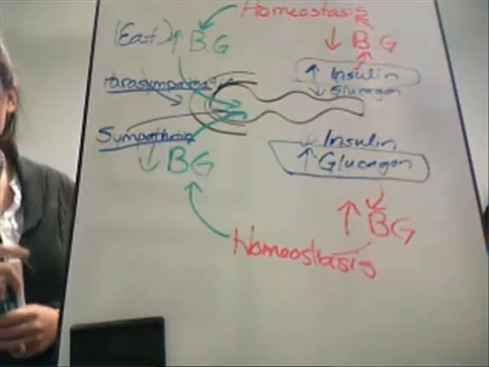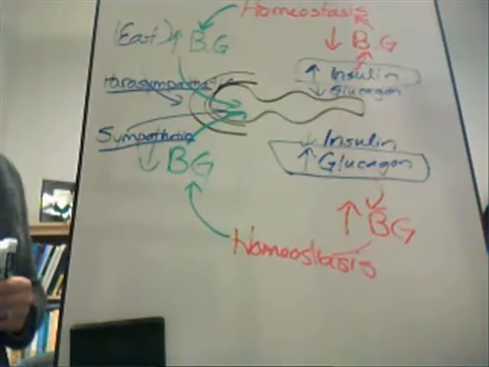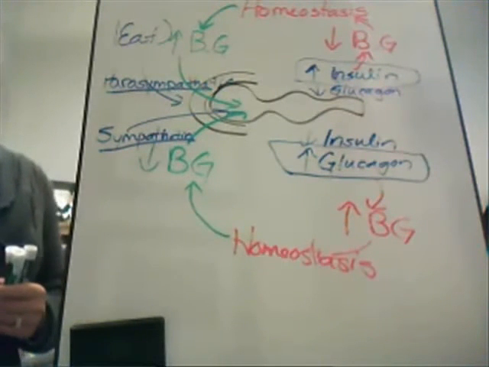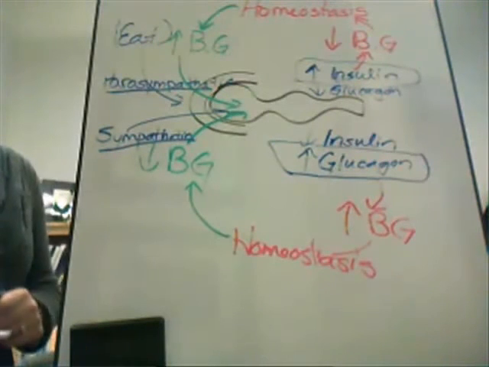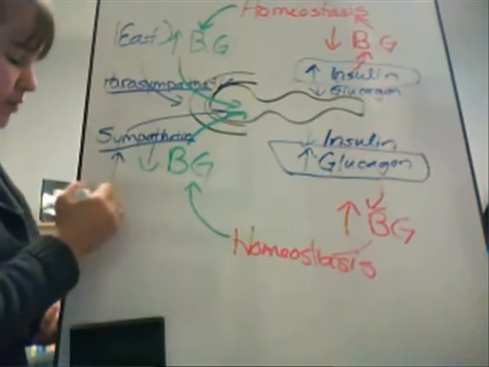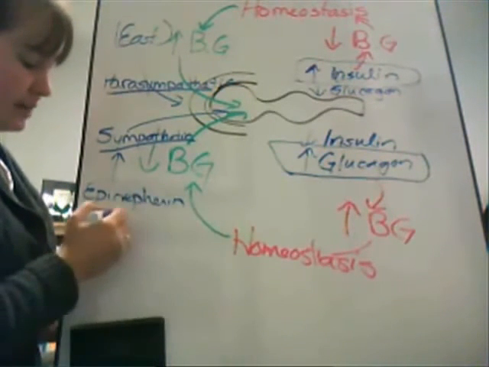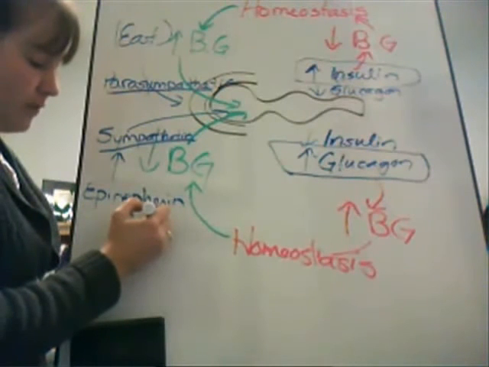So this will take place when the adrenal medulla secretes epinephrine, and that epinephrine is going to help increase the blood glucose amounts. Okay, so part of this sympathetic response is directly related to epinephrine as it comes from the medulla of the adrenal gland.